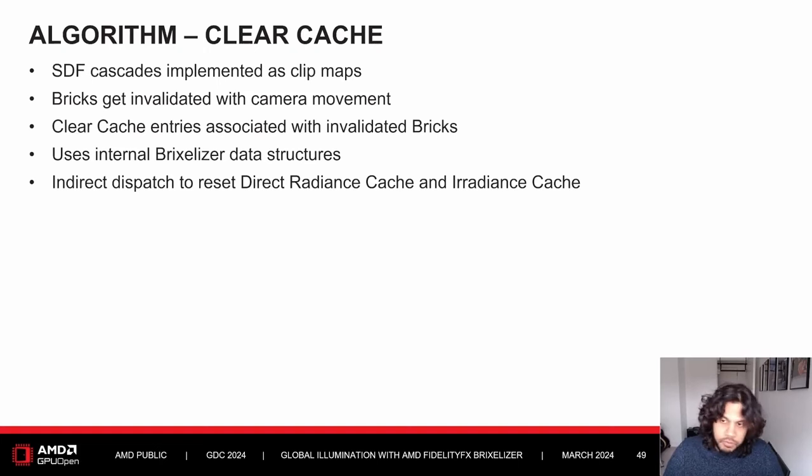One last detail of the algorithm is how the radiance and irradiance caches are cleared. The cascades in Brixelizer are implemented as clip maps, and bricks get invalidated as the camera moves around. To compensate for this, we clear the cache entries associated with invalidated bricks, and we rely on buffers internal to Brixelizer. So at the beginning of each Brixelizer GI update, we use an indirect dispatch to clear the relevant radiance and irradiance cache entries. And that concludes our look into the algorithm.